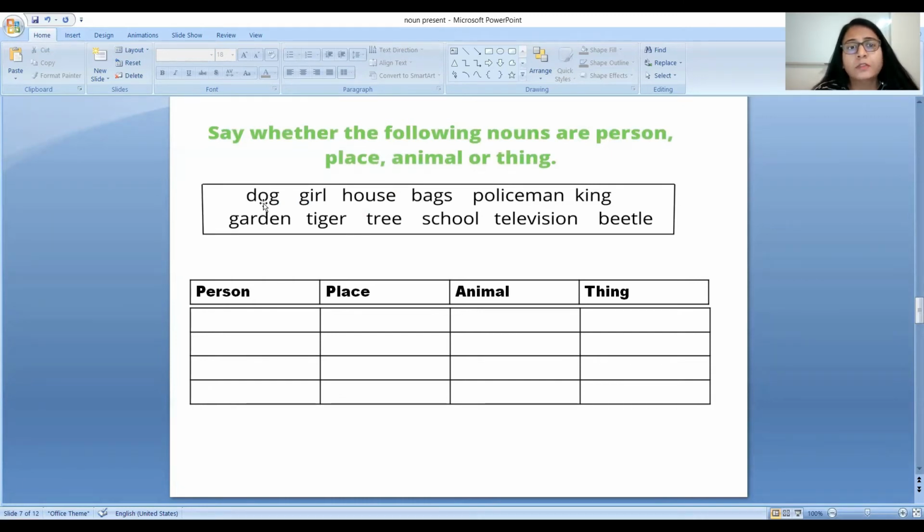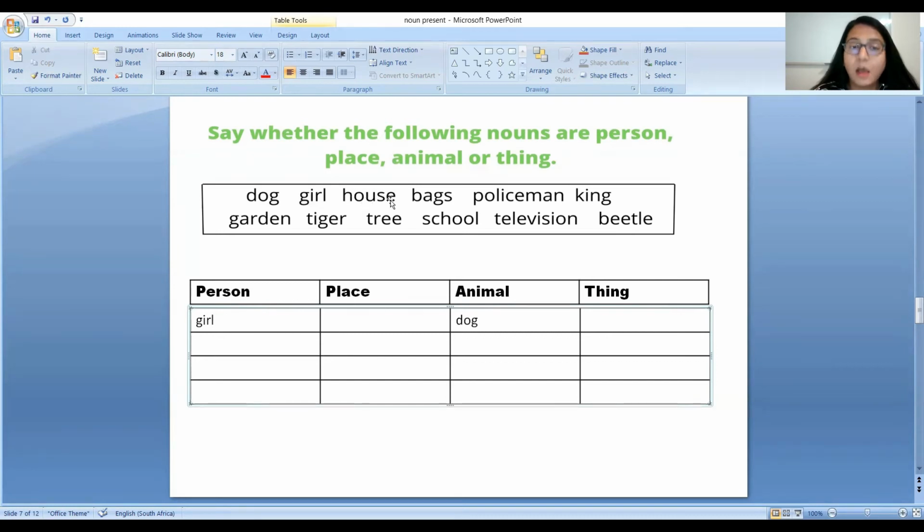So first word here is a dog. And we all know dog is an animal. So which category will dog fall in? In this here. Perfect. Now, girl. Girl is a person. So here, girl will come in this category.